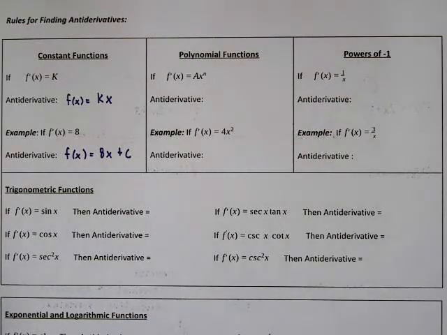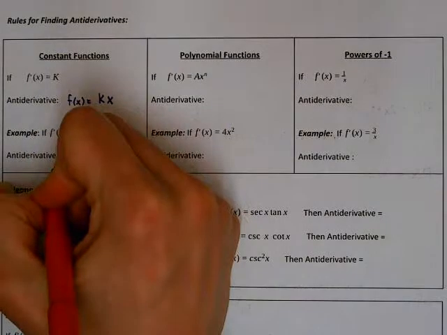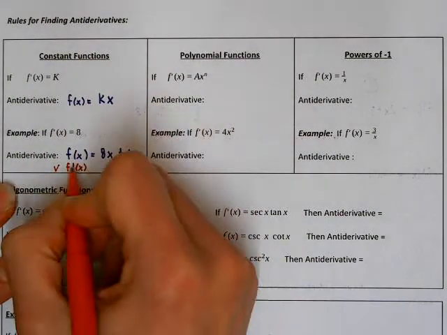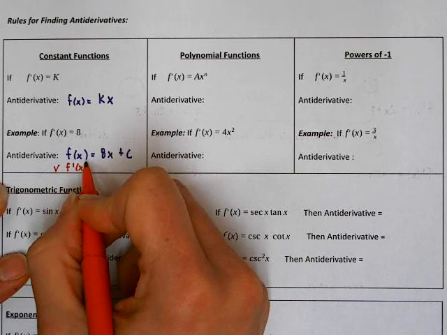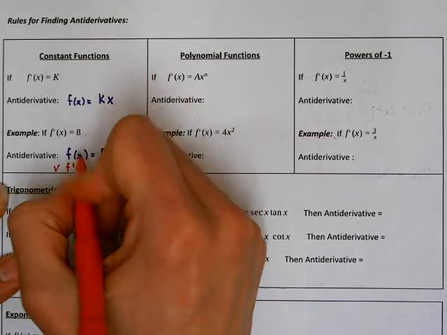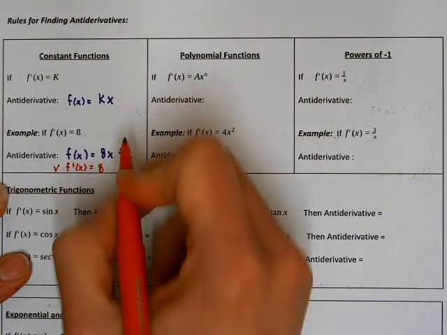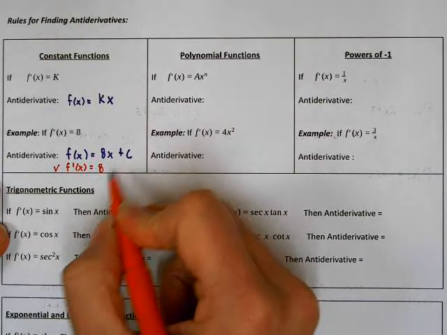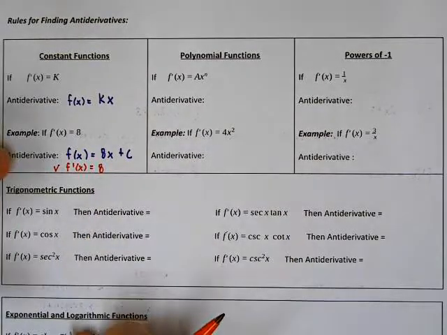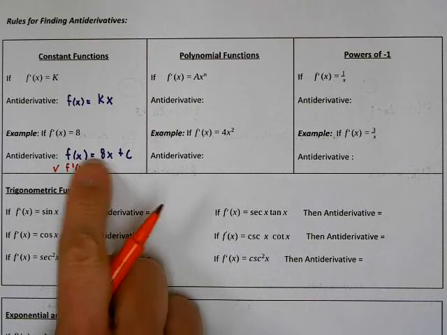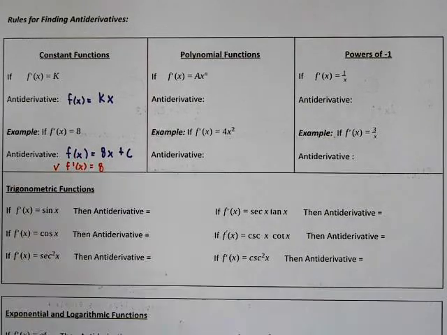Now the nice thing is we can always check if we have the right antiderivative, and we can check by finding the derivative of the antiderivative. So if I think f of x is the antiderivative, I'm just going to differentiate this. The derivative of 8x is 8. Since plus c is a constant, its derivative is 0, and that tells me that I matched here. So I know that this in purple is the correct antiderivative.